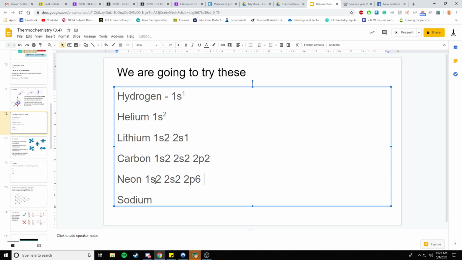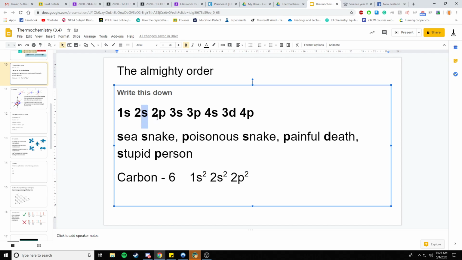2p6. We add up these electrons, 6 plus 2 plus 2 equals 10. That adds up to neon's 10. Okay? SSP. This is following the almighty order of 1s, 2s, 2p, 3s, 3p, 4s, 3d, 4p. Okay?